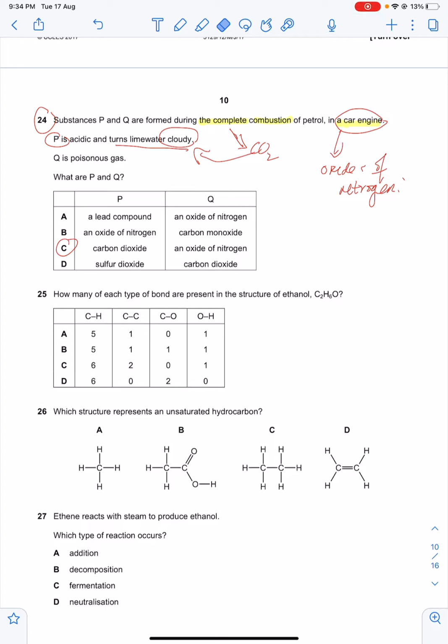Okay, so for this question 25, this is under organic, which is alcohol. So remember organic, they have alkene, alkane and alcohol. So this one, you need to focus on the alcohol part. Now this one is about the type of bond present in the structure. So obviously you need to draw the structure of ethanol.